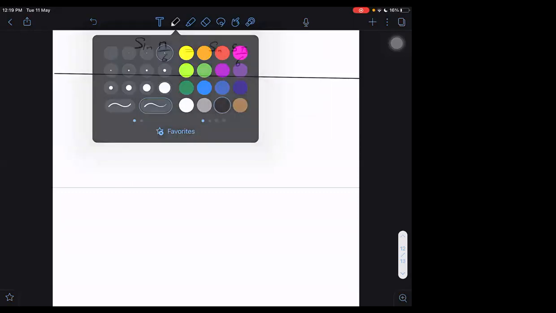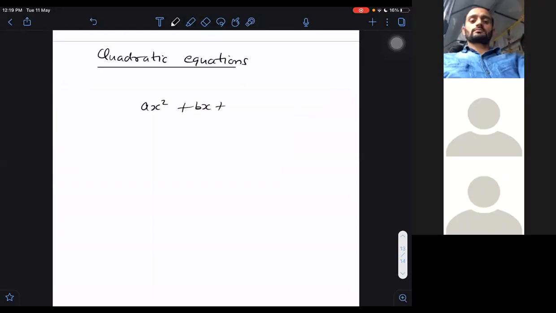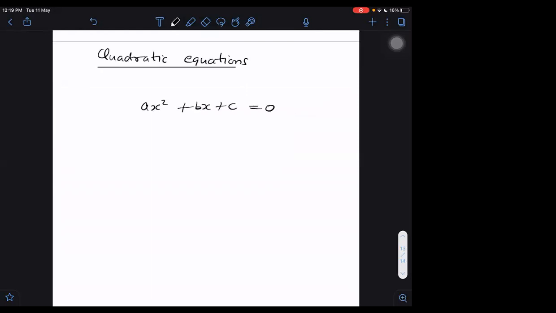Next, we have quadratic equations. Quadratic equations: ax square plus bx plus c is equal to 0.